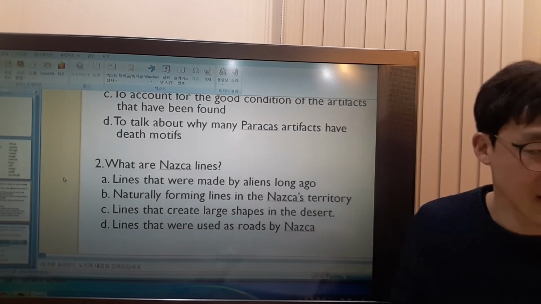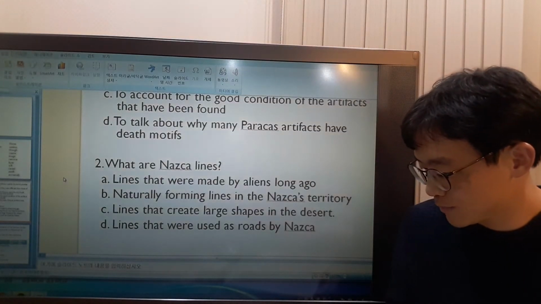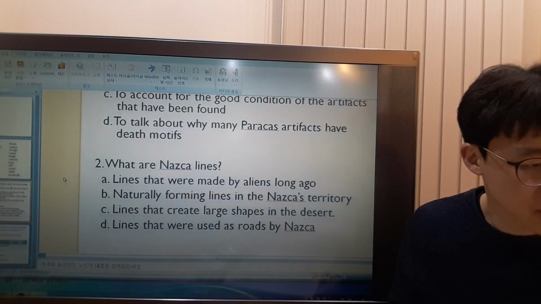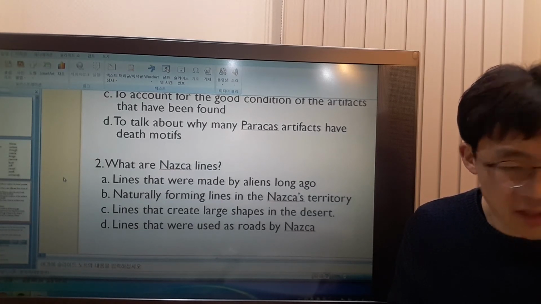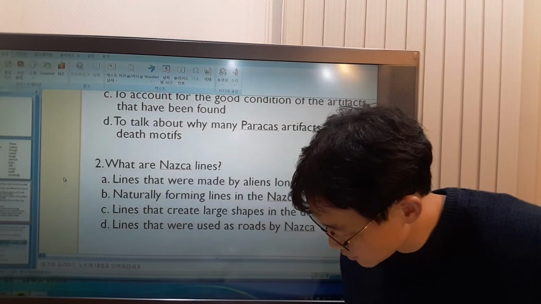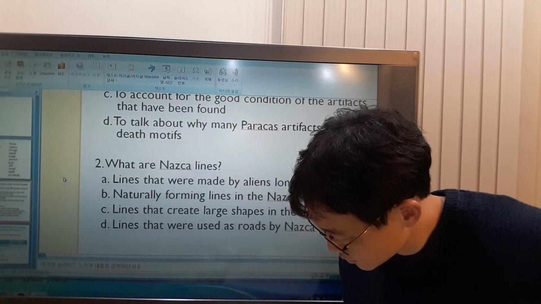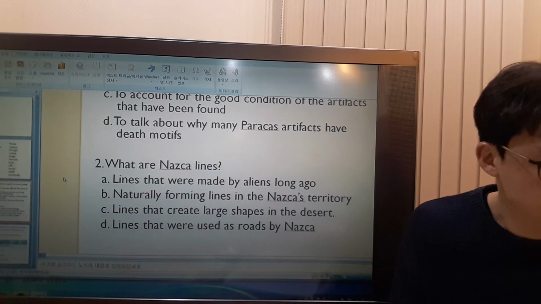What are Nazca lines? They are the lines that the people have drawn in the desert, right? So what is the answer? C, right? Lines that create large shapes in the desert. Anyhow, let's look at other options.